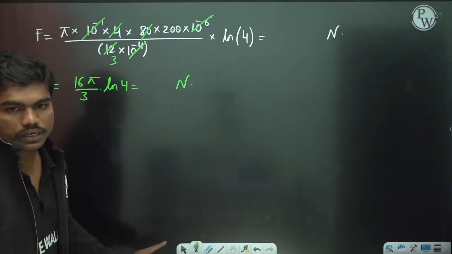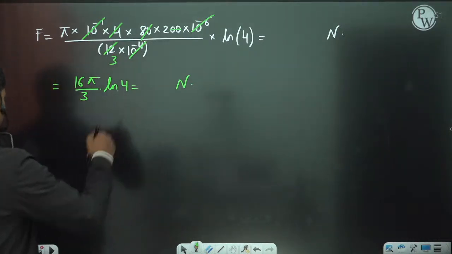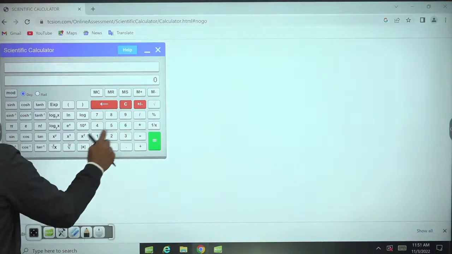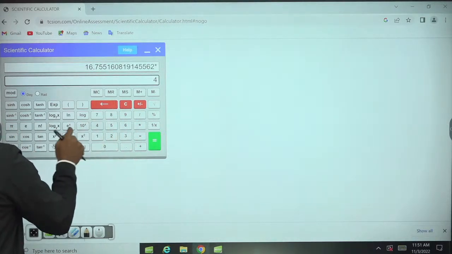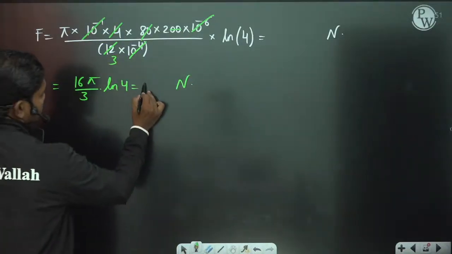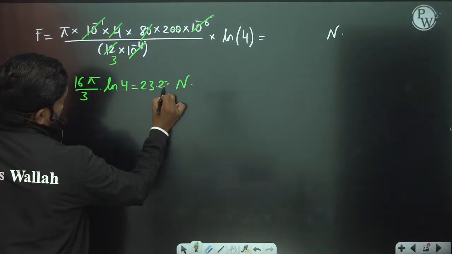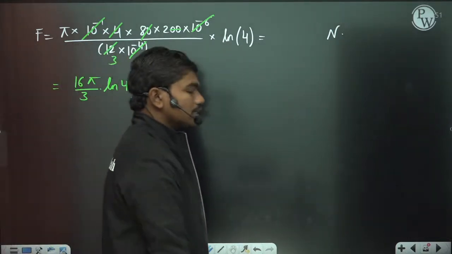Definitely, I'll try to give some time for you to solve. Okay, so let us calculate this value. 16 pi by 3 multiplied with ln 4, so ln 4 is this value, and we get 23.227 newtons. So 23.227 newtons is what you have actually.